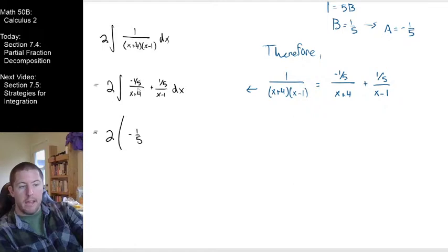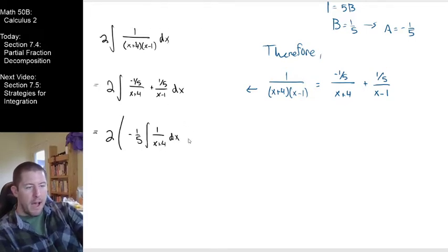2 is going to multiply two integrals in a second, which is why I'm opening up a parenthesis. The first integral has a constant multiple of negative 1/5 in the numerator, which I'm going to pull out in front. And that's leaving me with just a 1 over x plus 4 dx. The second integral has a positive factor of 1/5 that I can pull out front, which I'll do.